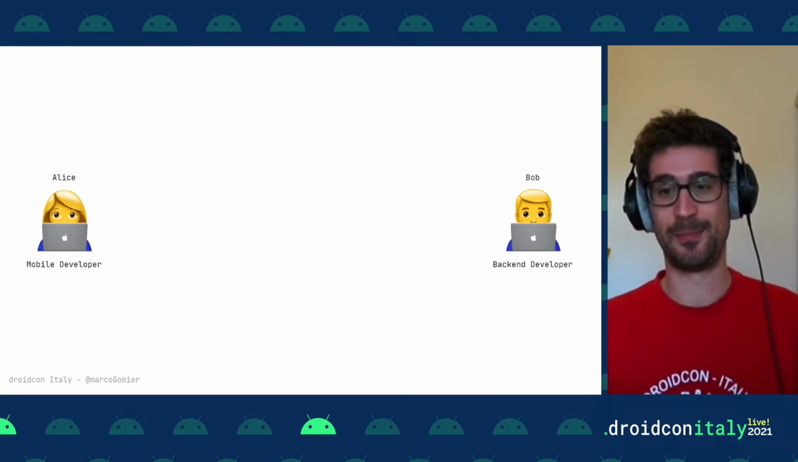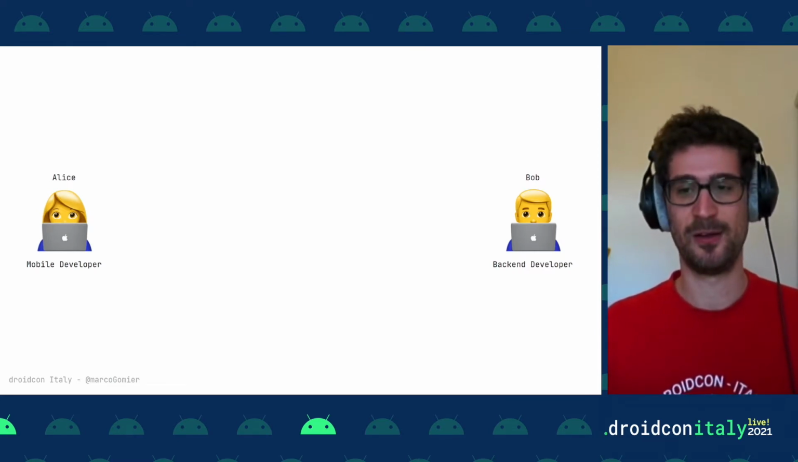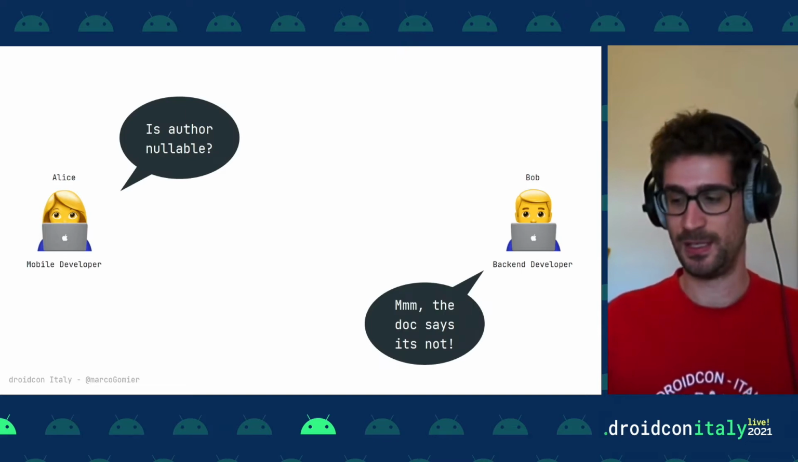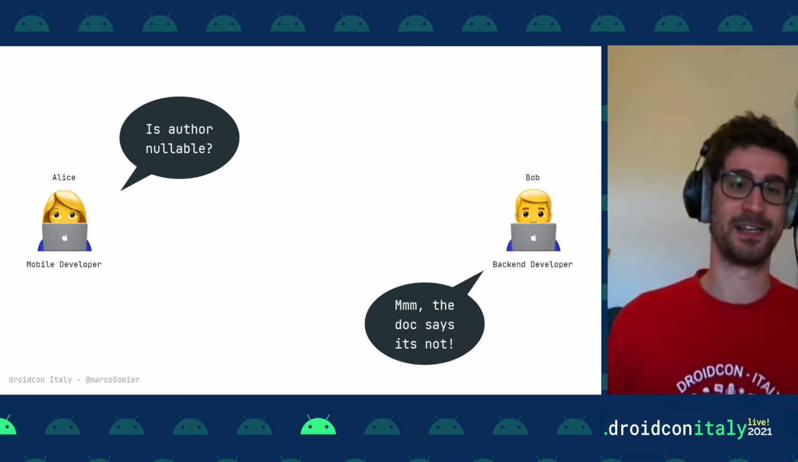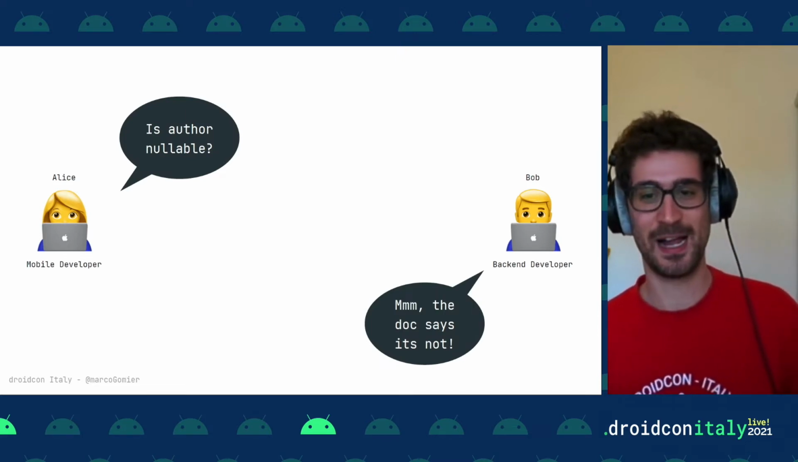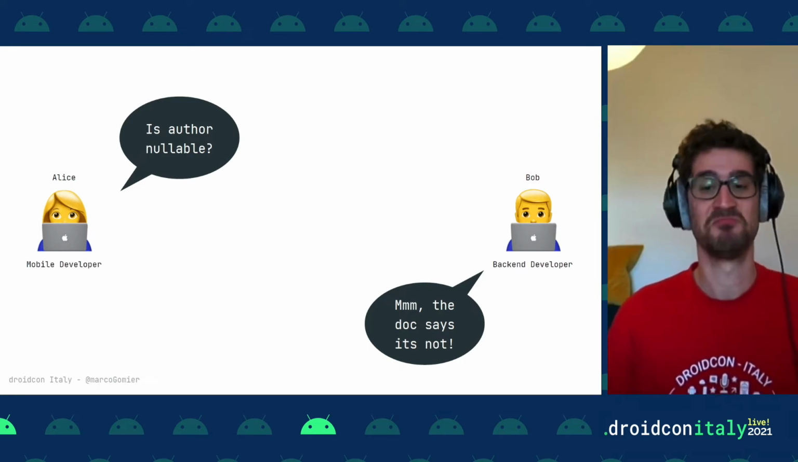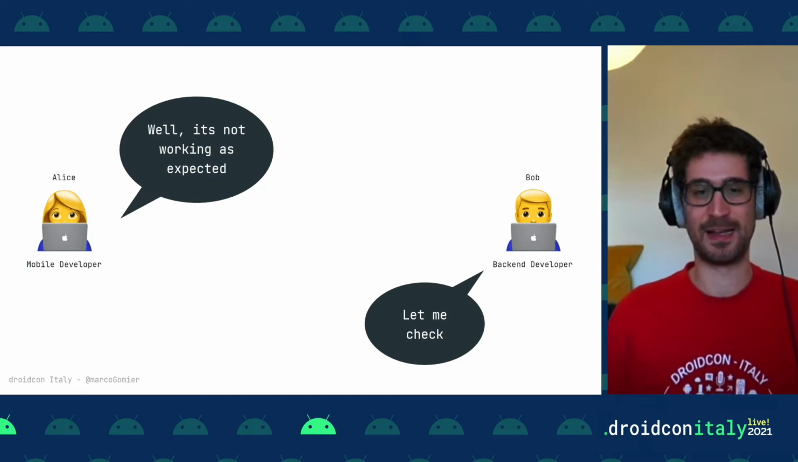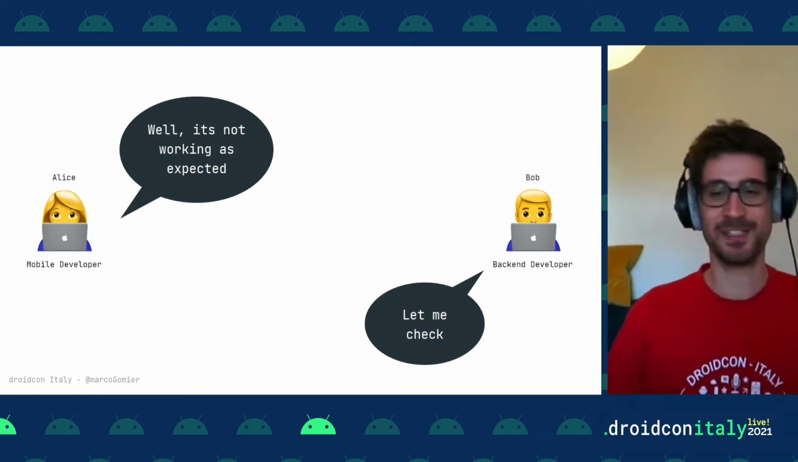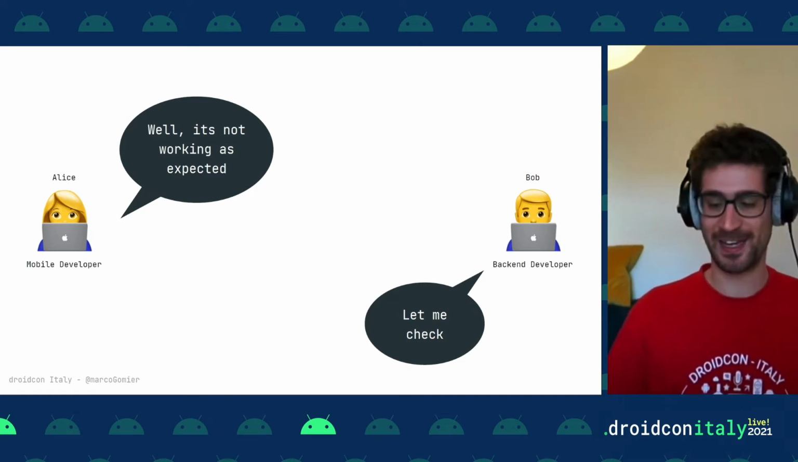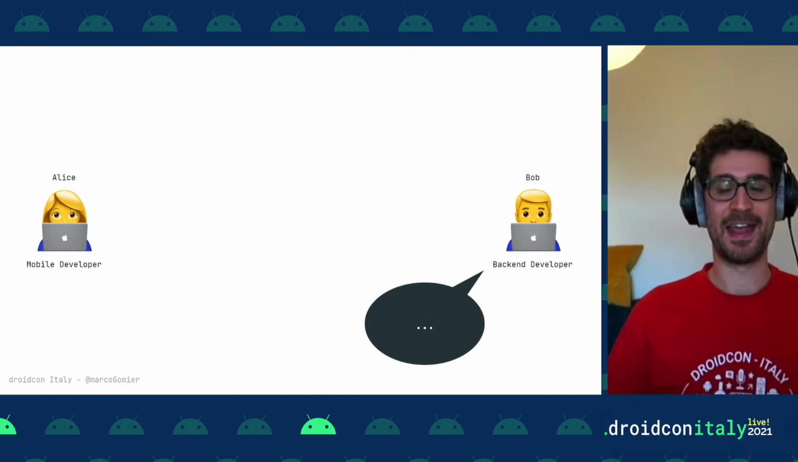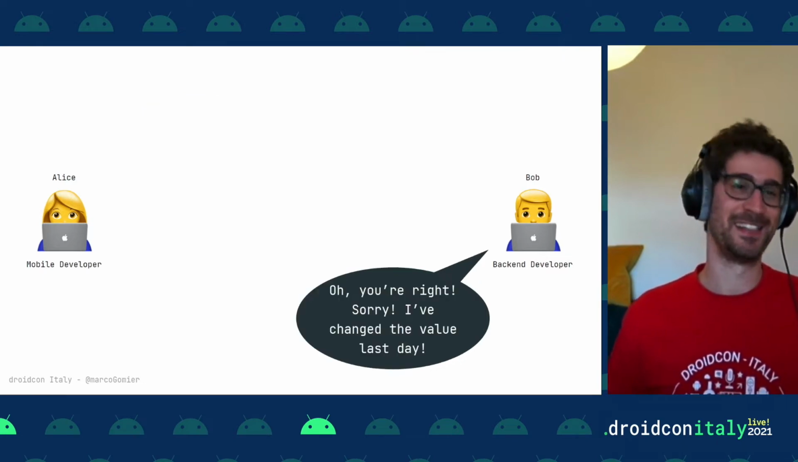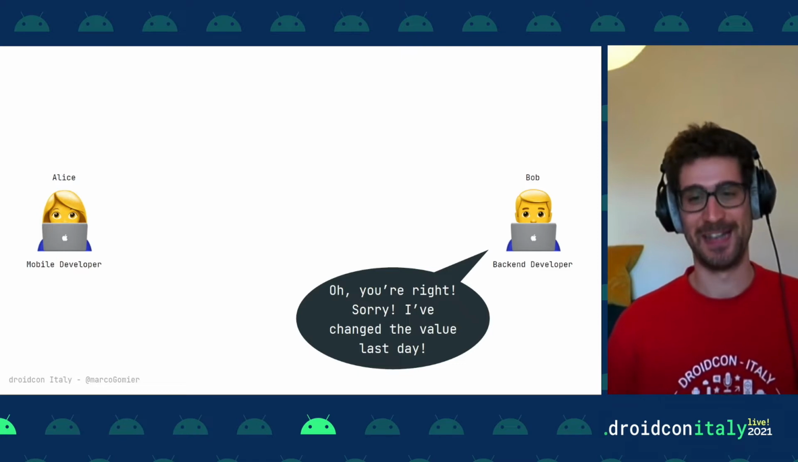So she double checks with the backend developer, that is Bob. She's asking if the string is actually nullable, and Bob says that it should not be, because the doc says that, but things are not working. So Bob is checking again, and finally he discovered that there was actually an error.